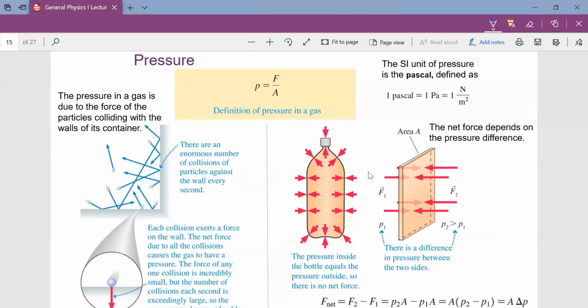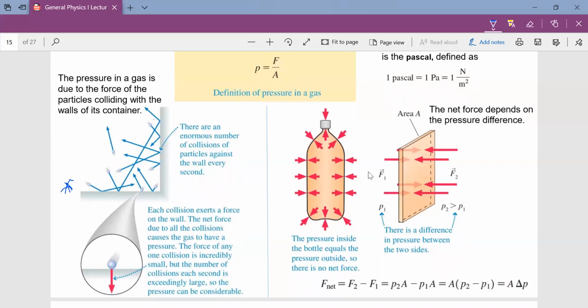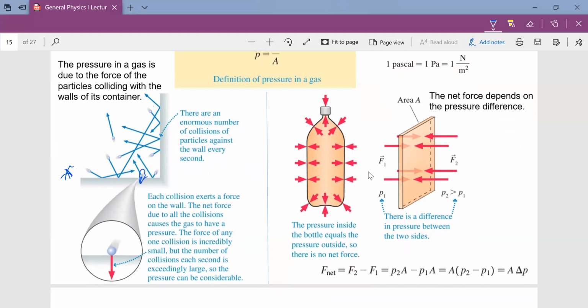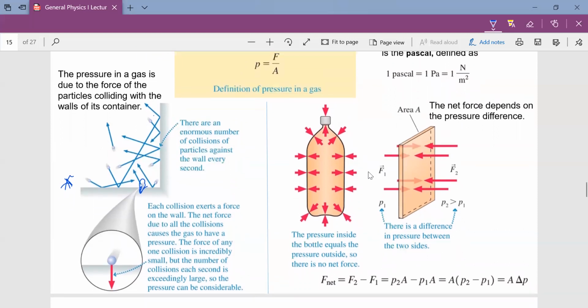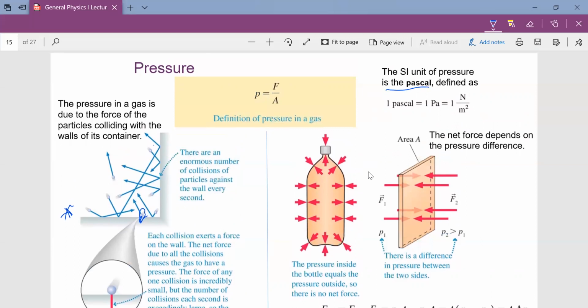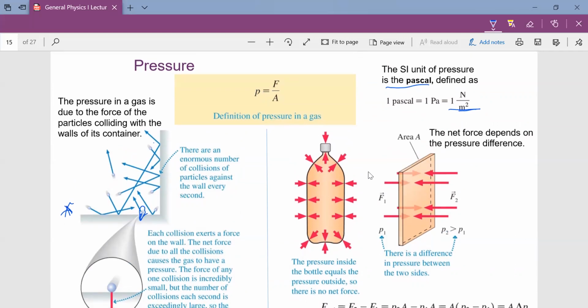As it collides, as you can see in this image, we magnified one collision for one particle. It collides and exerts a force over a definite area on the container. So pressure is the force per unit area at that point. The unit for pressure is the Pascal, which is a derived unit from Newton per meter squared: Newton for force, meter squared for area.